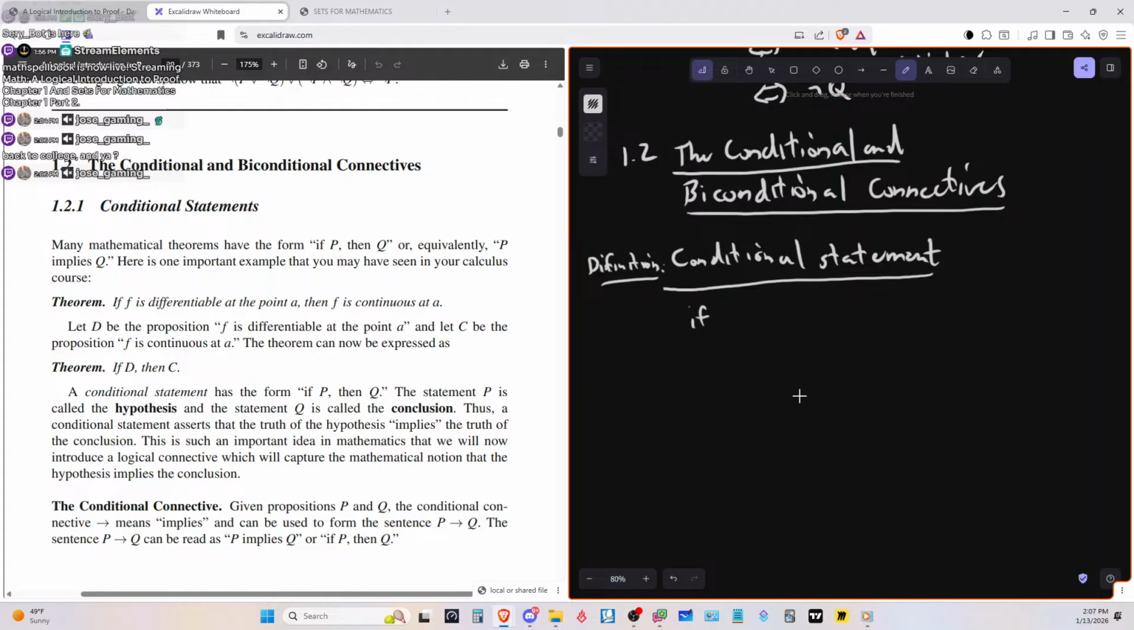If P, then Q. The statement P is called the hypothesis, and Q is called the conclusion. Okay. I guess it's supposed to be reflective of science.